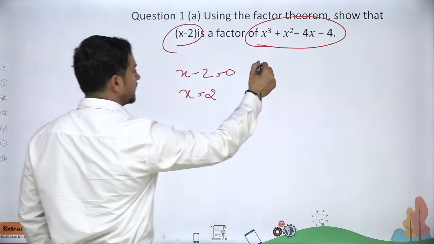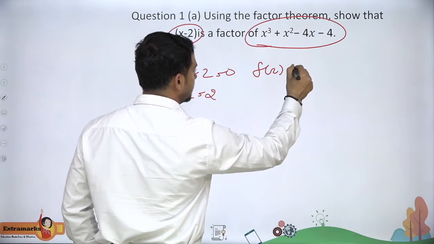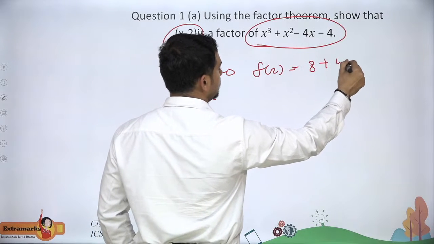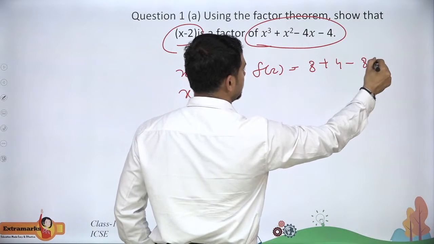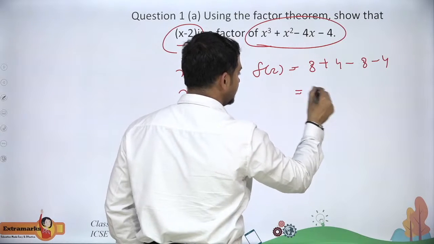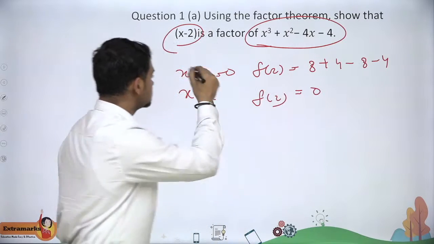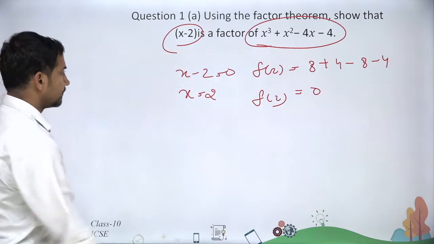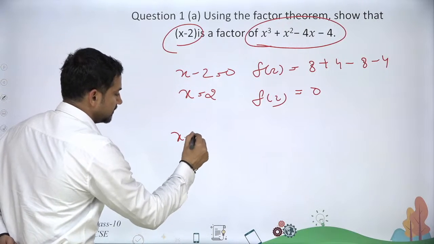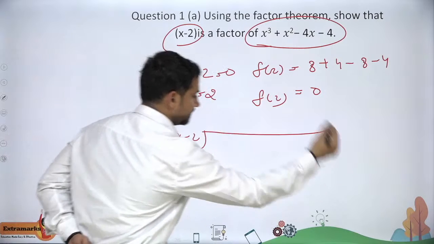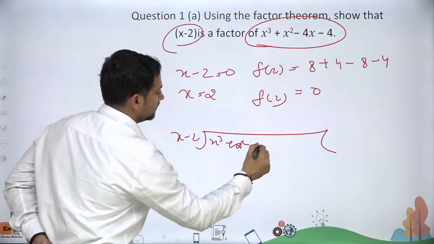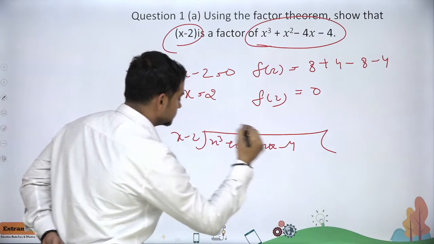So if you put x equals 2 in that equation, what will come? 2 cube is 8, plus 4 into 2, minus 8, minus 4. Then it is equal to 0. Yes, it means x minus 2 is a factor of this. After that, you will divide this by this equation and get the answer.